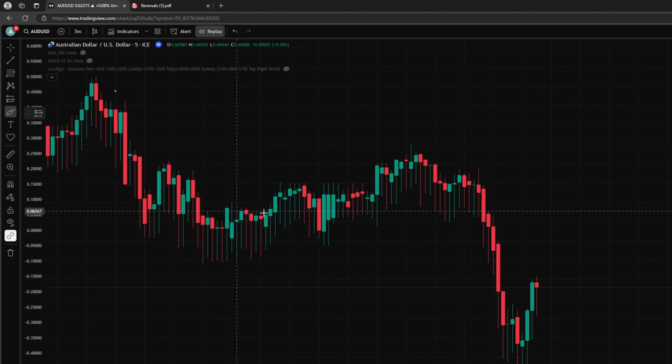So we see it's already been moving in this direction. It's already moving down, right? But now we see an impulse move, okay? We start to see bigger candles, bigger wicks. Every wick tells a story.